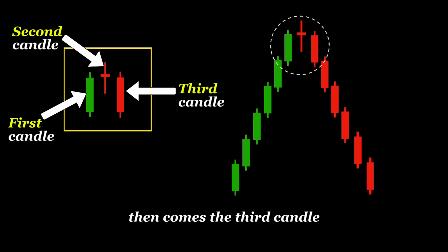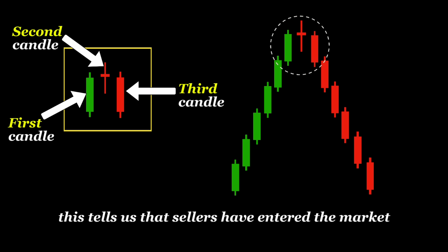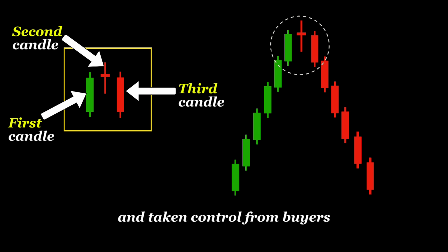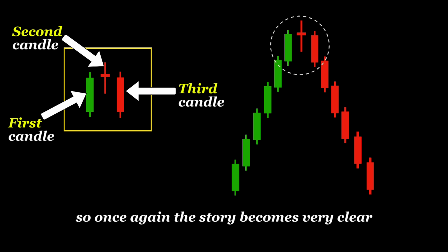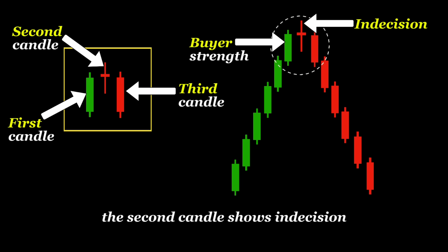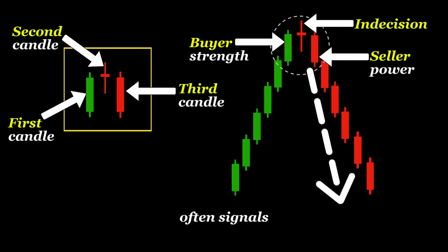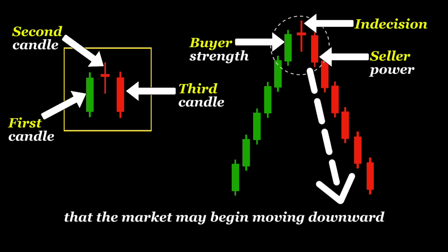Then comes the third candle, which is a strong bearish candle that closes well below the midpoint of the first candle. This tells us that sellers have entered the market and taken control from buyers. So once again, the story becomes very clear. The first candle shows buyer strength. The second candle shows indecision. The third candle shows seller power. And this shift in control often signals that the market may begin moving downward.